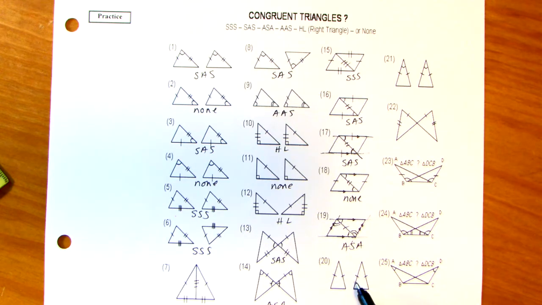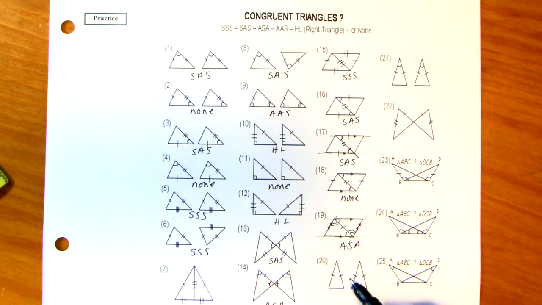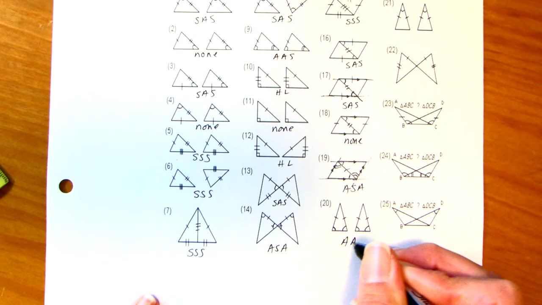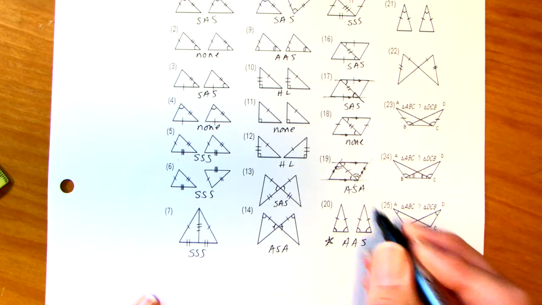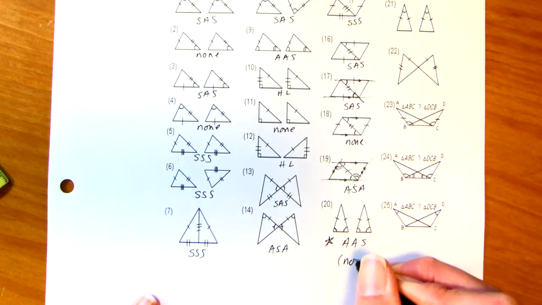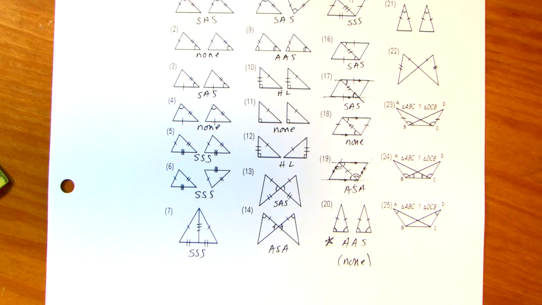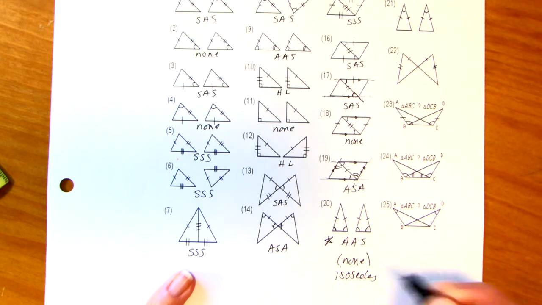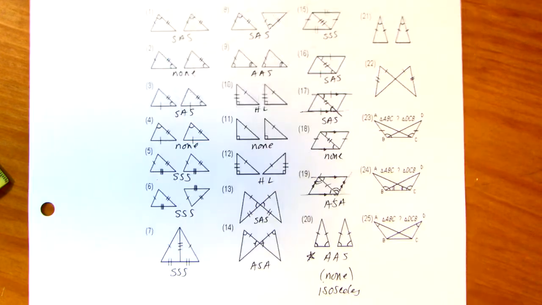How about this one? We don't know anything about the angles. However, I do know that this is an isosceles triangle. And we haven't learned this yet, but an isosceles triangle will have congruent base angles. So if this isosceles is congruent to that one, I know what the base angles are. So that means I could have an angle, angle, side. But we don't know that yet. So in this case, we'd probably say none until we learn more about isosceles triangles. Okay, but let's write that down. So you see, in the future, we're going to be picking up some of the stuff that we had before and applying it.